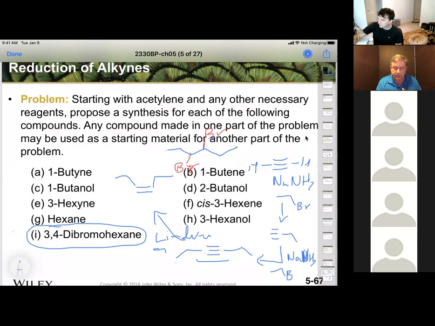Once we get our cis alkene, we then react that with bromine, and that gives us our 3,4-dibromohexane. Okay, so do you see how I used several reactions that we've already learned in this chapter to build this molecule? Okay, so I want you to practice at least a couple of those, and there's a couple of those on the homework as well. Questions on the synthesis of this part and why I had to use the Lindlar's catalyst on the alkyne to get to our desired product.